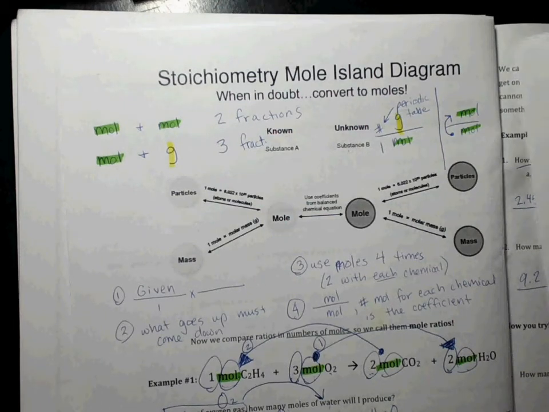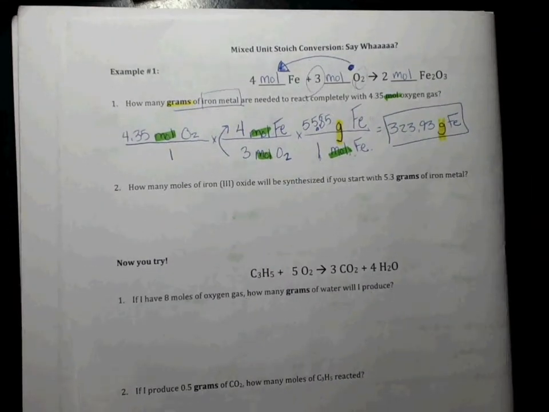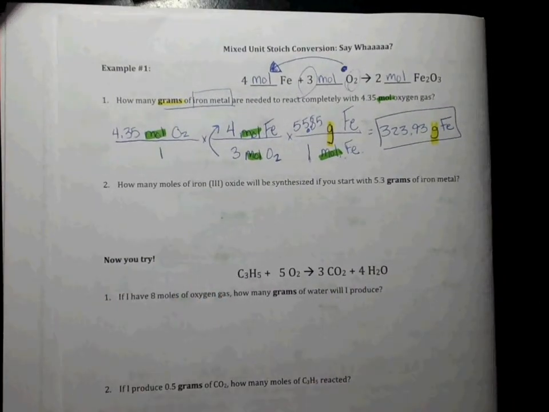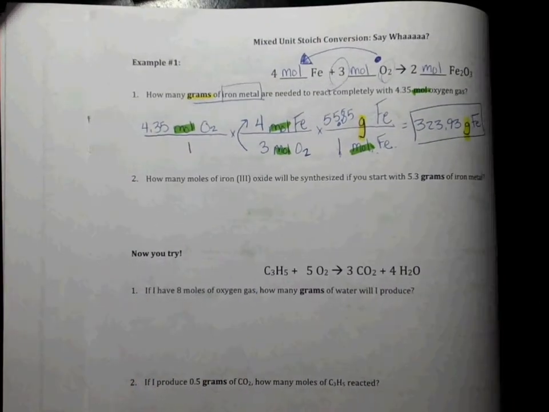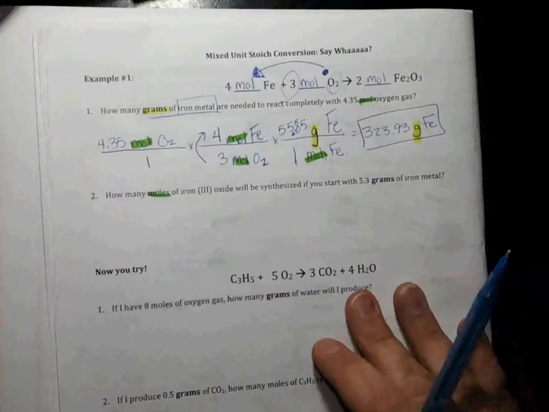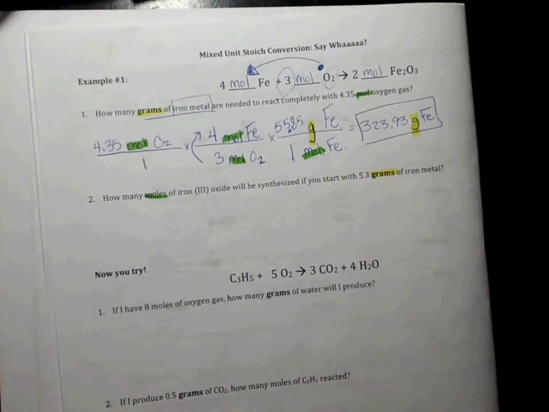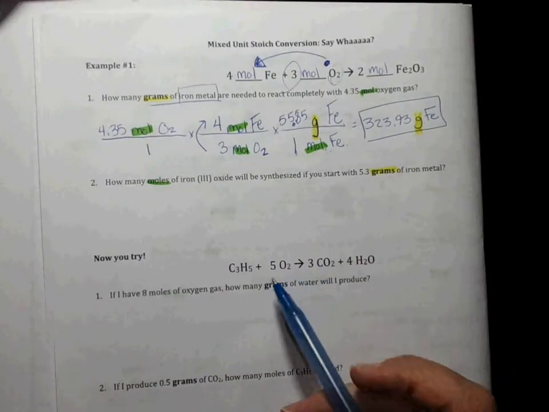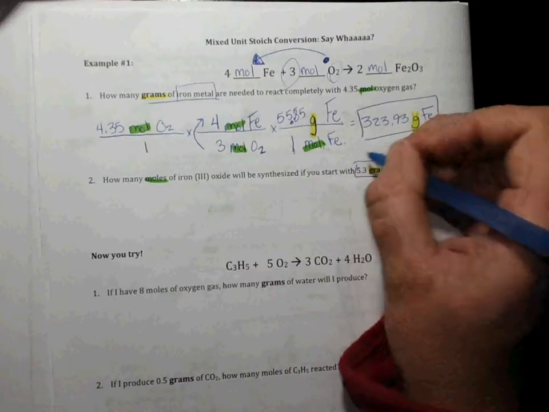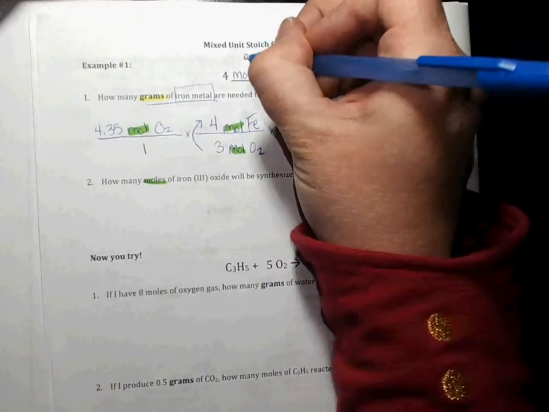Just a thought. Something to think about. I'm going to do one more with you, and then you're going to have some time to try stuff yourself. Let's look at number 2 on page 13. How many moles of iron 3 oxide will be synthesized if you start with 5.3 grams of iron metal? So this time, we're starting with grams. 5.3 grams of iron metal. That's where my bridge is going to start, at the iron.